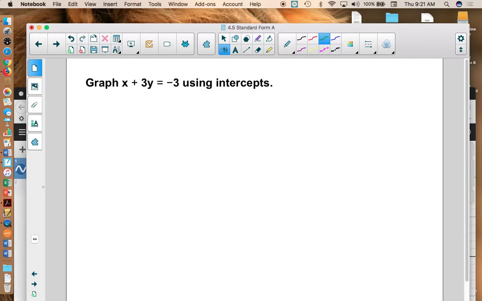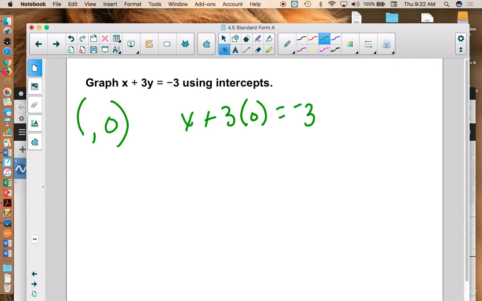Okay. Ethan, if I set Y equal to 0, I'm looking for a point where Y is 0. Okay? So I'm going to plug it in. So I'd have X plus 3 times 0 equals negative 3. What is the value of X? X equals negative 3. Okay? So that's this one.